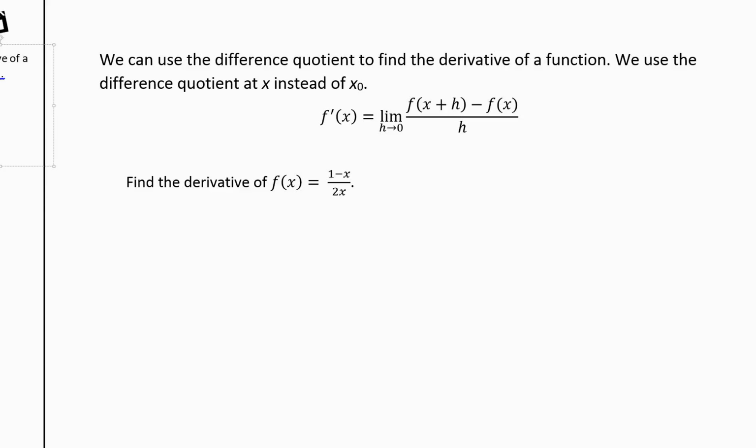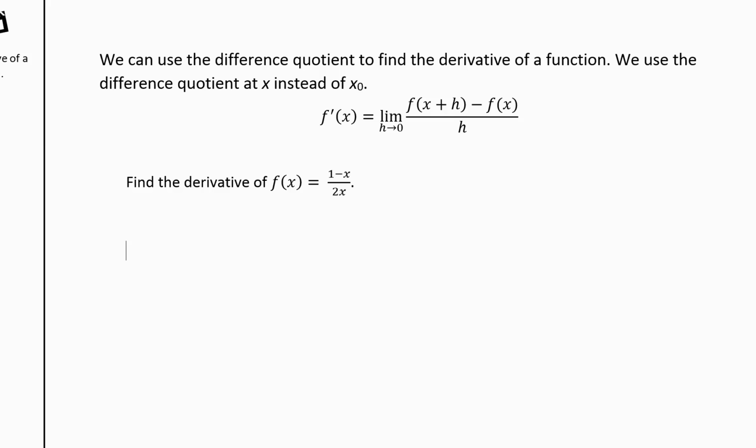So we've talked about how we can find the derivative at a point. And now we actually want to talk about finding the whole derivative function. So that if we want to find the derivative at multiple points, we can find one function and then just plug in those x values and get the derivative at those points.